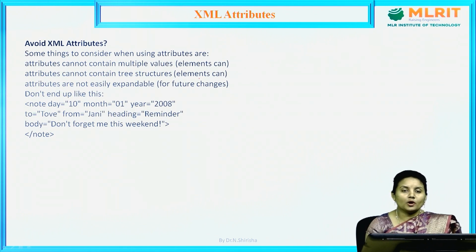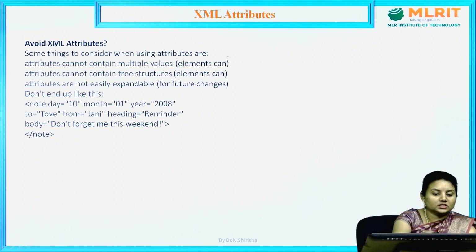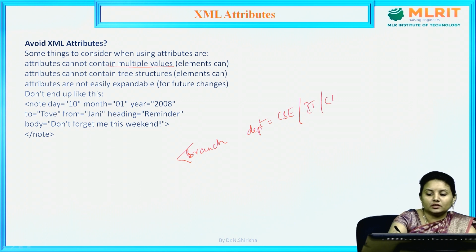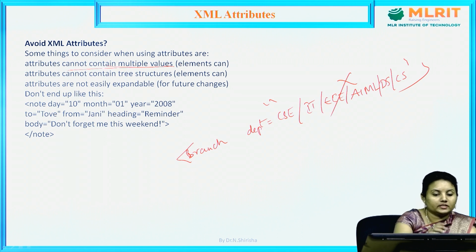So, do you want to avoid XML attributes or always write XML elements? Some things to consider when using attributes. Attributes cannot contain multiple values. Suppose I am giving a branch and the departments, so let me give CSE/IT/EC/AIML/DS/CS. In this way I cannot give multiple values in an attribute. But elements can.